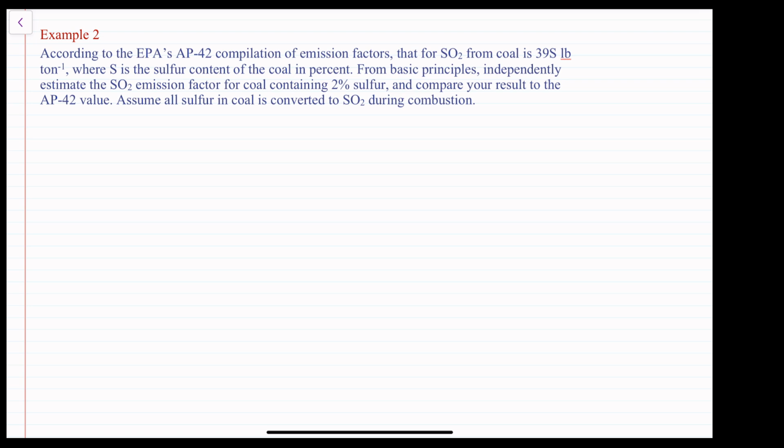So let's first do it from basic principles. So we are trying to find the emission factor in the units of pounds of SO2 per ton of coal. Right, that's what our target is. Now we know that 1 mole of sulfur in coal, let me write it here. So we know that 1 mole of sulfur in coal will produce 1 mole of SO2.